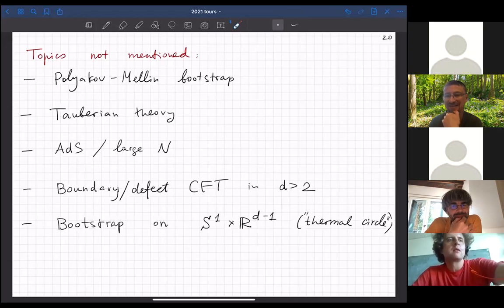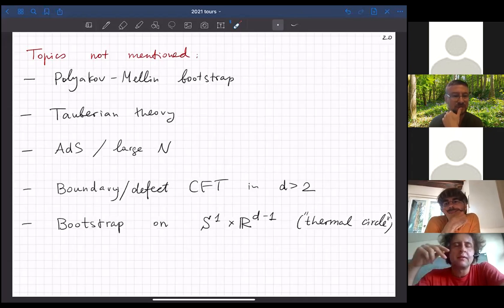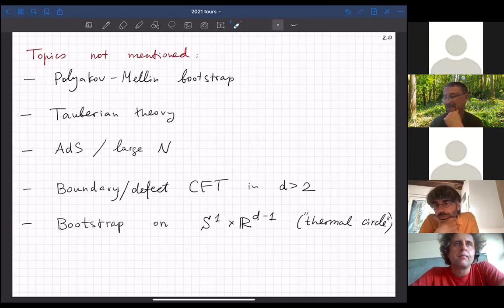Maybe I will start then by a very naive question. I'm curious about this three-dimensional Ising example. Is the numerical precision good enough to guess the exact answer for conformal dimensions? No, not yet. Well, in fact, people have tried to make some guesses.